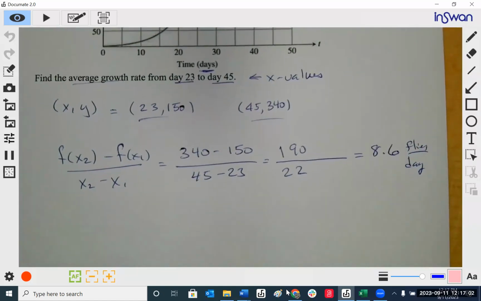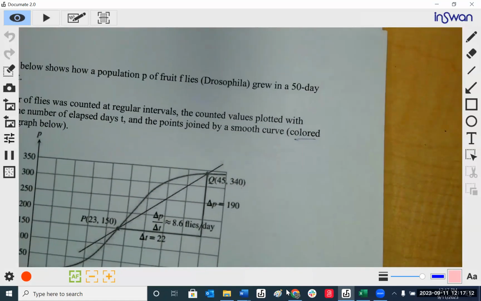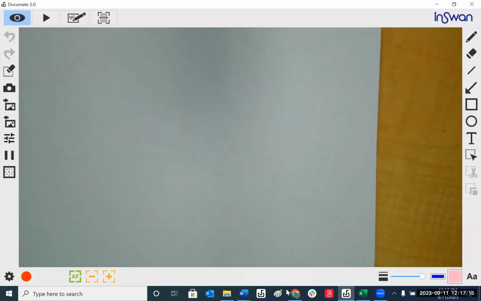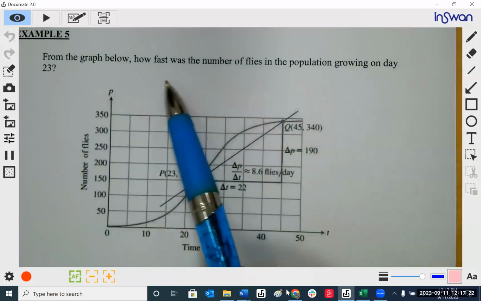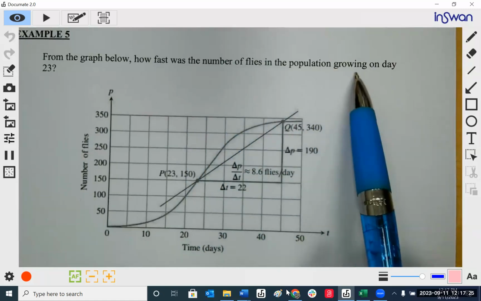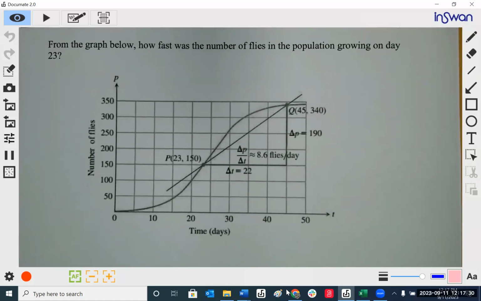But is this average accurate for the curve? No, because it's the secant. I want the tangent. From the graph below, how fast is the number of flies in the population growing on day 23? What kind of change is this? Instantaneous. So how do we find the instantaneous?